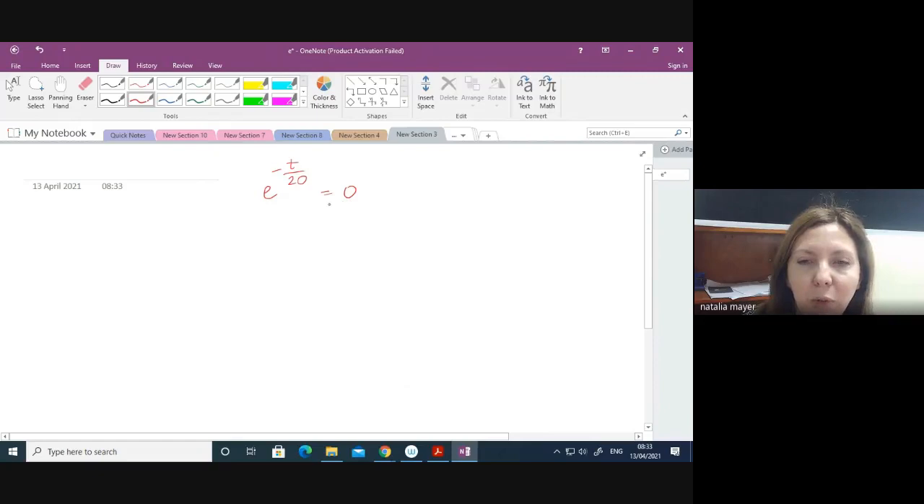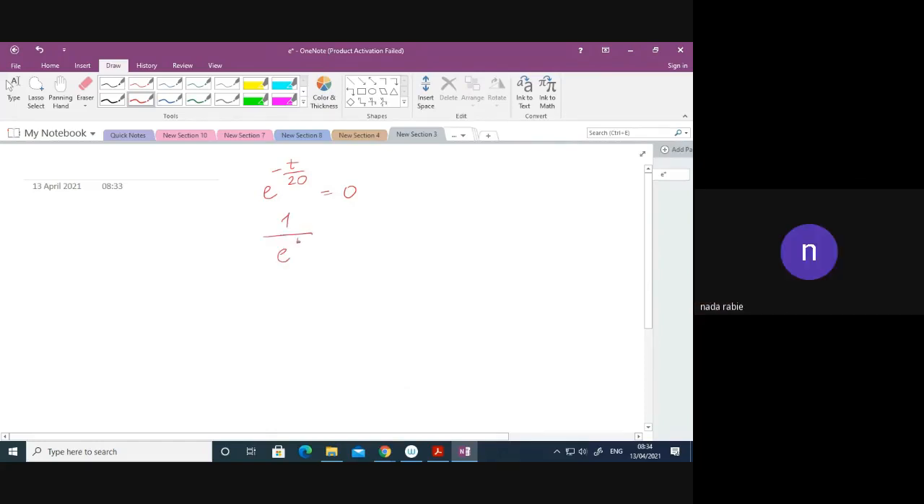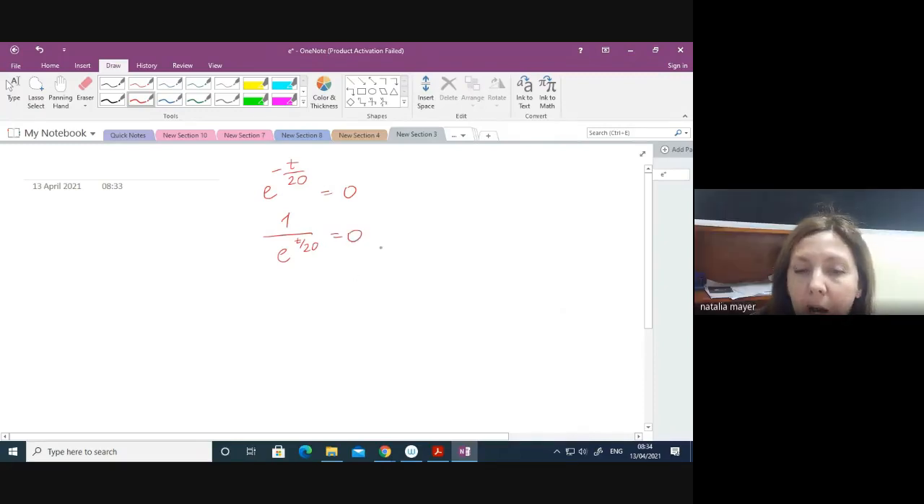Guys, do you see my screen as I'm writing? Yes. Okay. So as you said, Veronica, it's a fraction. But saying it's a fraction, that's why there is no solution, is not enough. So 1 over e to the power of negative t over 20. It's because there cannot be a 0 in the denominator, so we can say there is no solution.